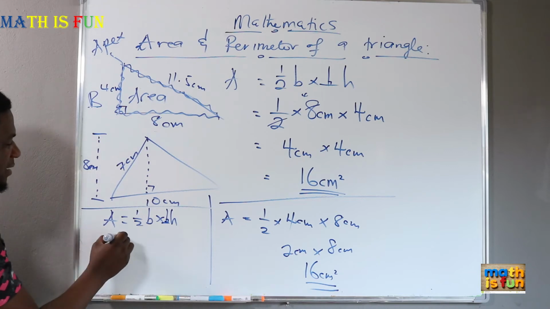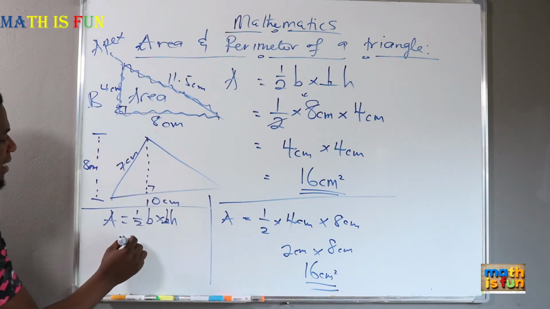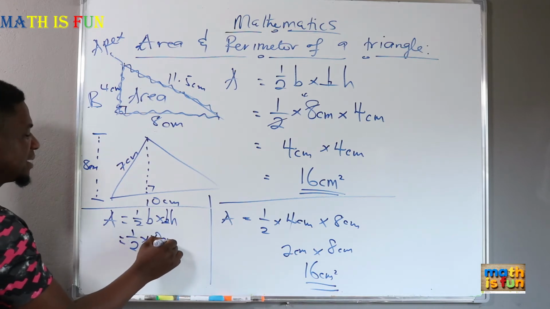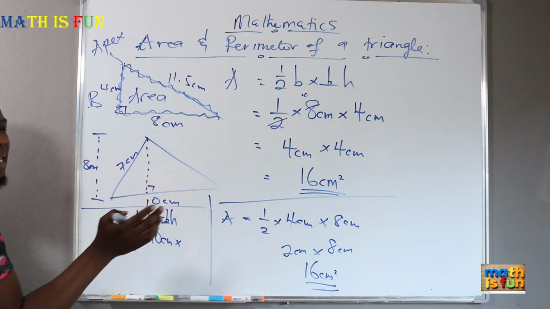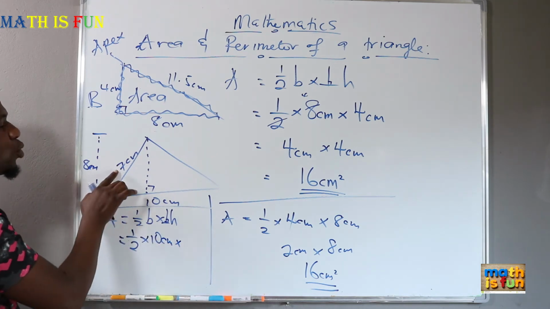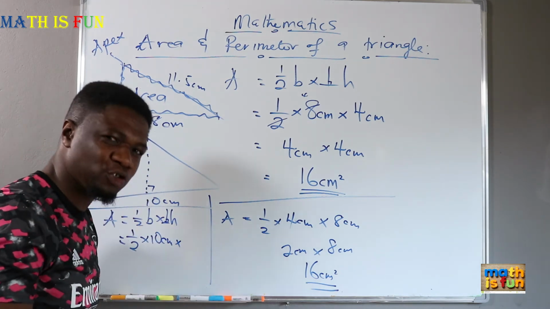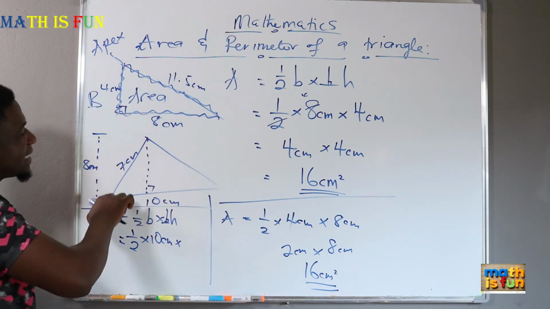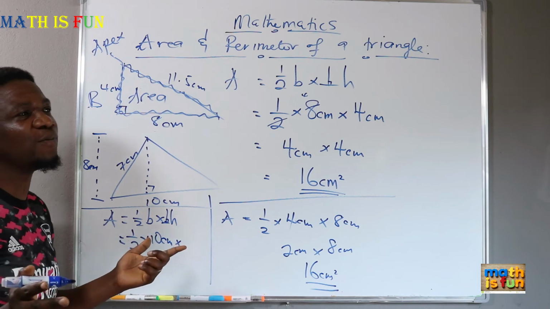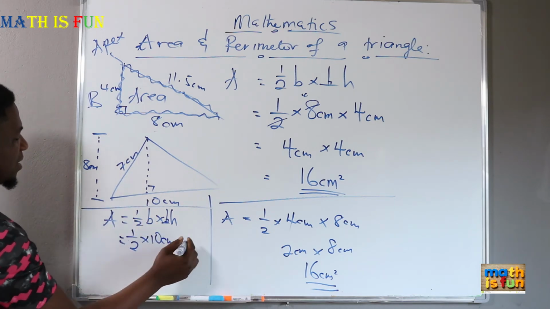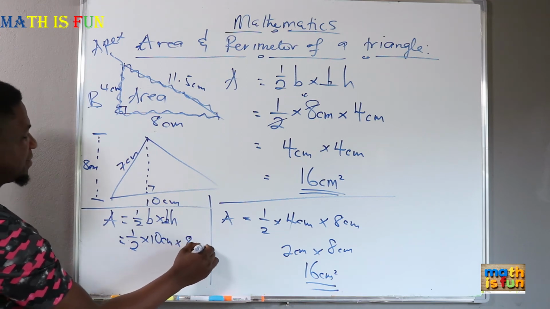Don't forget that. The base here is given as 10 centimeters, so half of 10 centimeters multiplied by the height, which is given here as 8 centimeters. So don't use 7 centimeters as the height, because that side's length is given. No, we don't do that. So this one now is going to give me 8 centimeters.